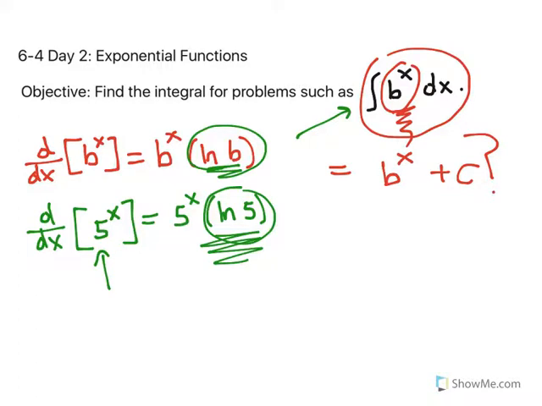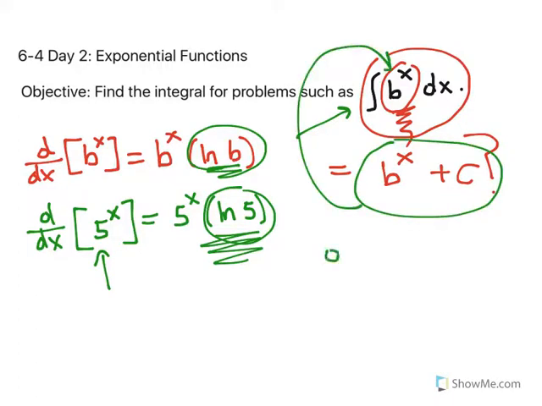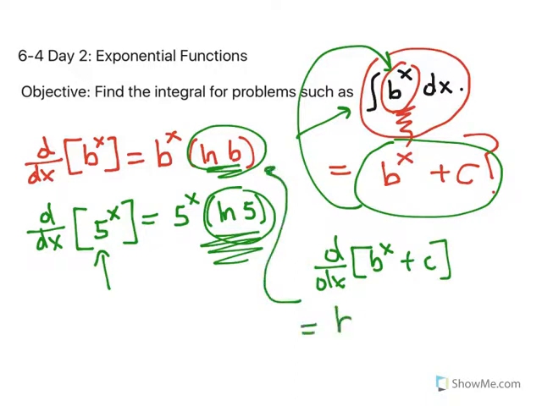If it is correct, when I take the derivative of what I have here, I should get my integrand back. But when I take the derivative of b to the x plus c, the derivative of b to the x is given by our rule from yesterday, so we would get b to the x times natural log of b. The derivative of the constant of integration is 0. So it doesn't give me my integrand back. I have this factor of natural log of b that I don't have in the integrand. But natural log of b for a fixed value of b is a constant. So it's something that I can adjust for very easily.